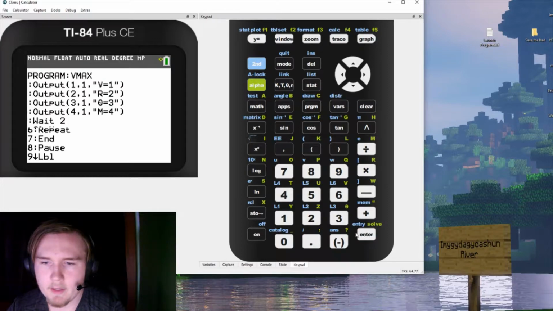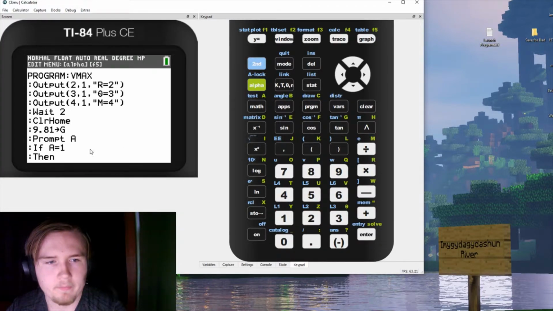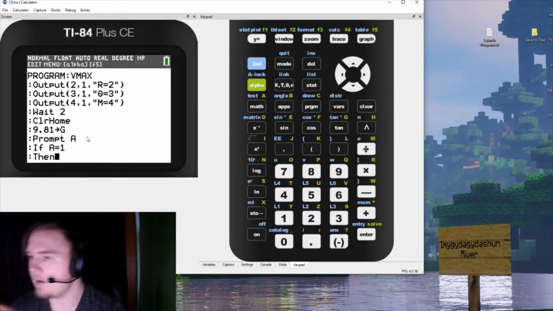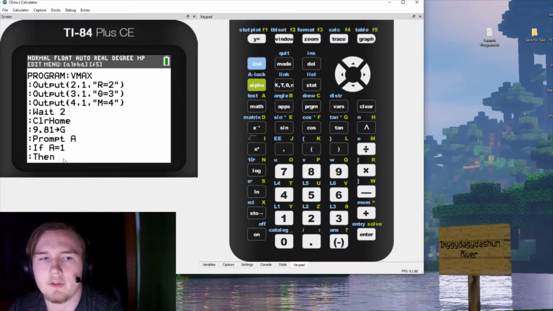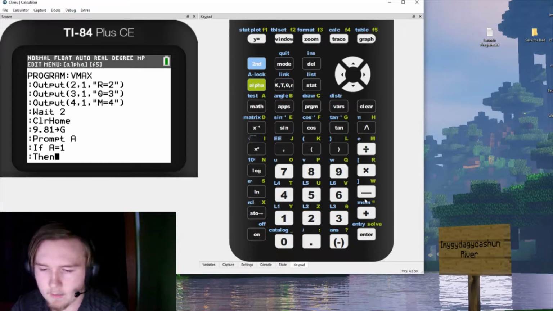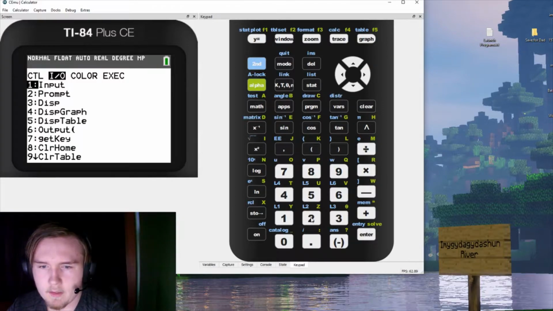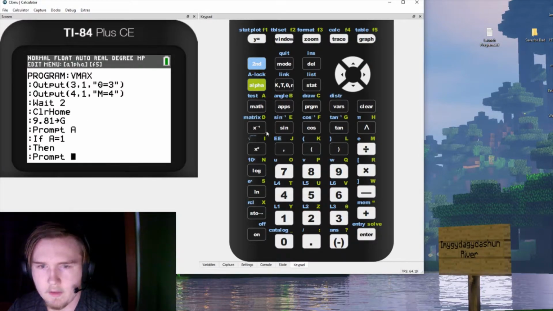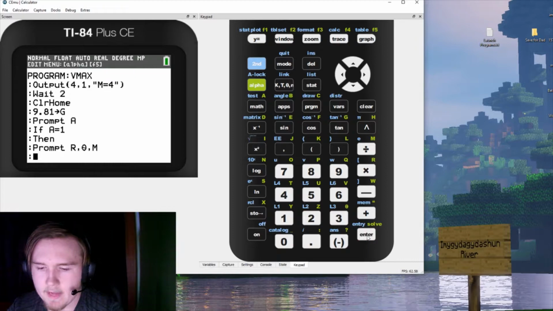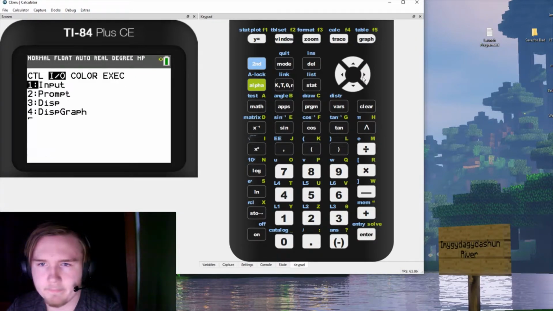We're going to say program, if, and this is where if statements come in. If A equals 1, and you have to put then, because if you didn't put then, it would not work. Then allows you to extend an if statement. If it isn't there, the if statement would only work for one line, and it would be terrible. So if A equals 1, then prompt R, comma, theta, comma, M. That'll ask you for your R, your theta, your M.